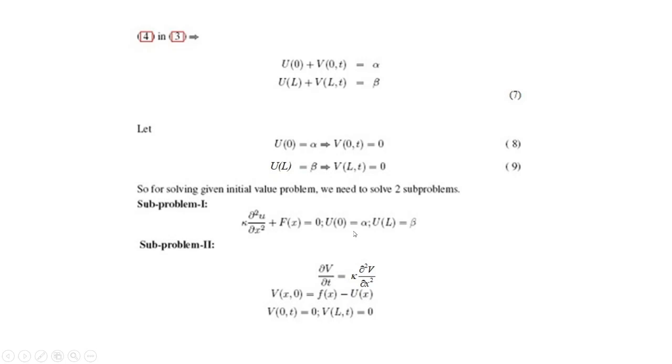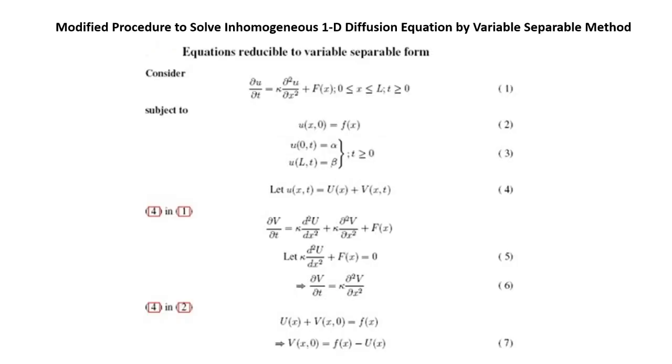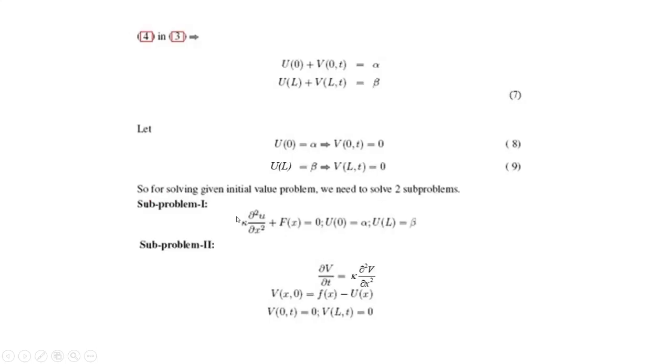Then from equation 4 we can see that we had assumed small u at x comma t as capital U of x plus V of x comma t, which are obtained as the solutions of subproblem 1 and subproblem 2. Hence, combining them together, you will get the solution of the inhomogeneous one-dimensional diffusion equation by using this modified procedure.